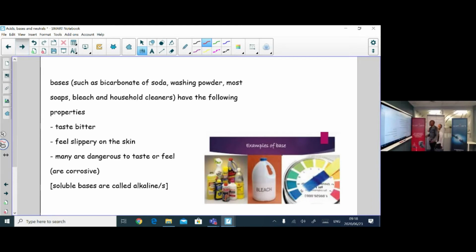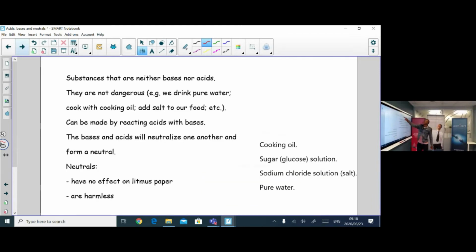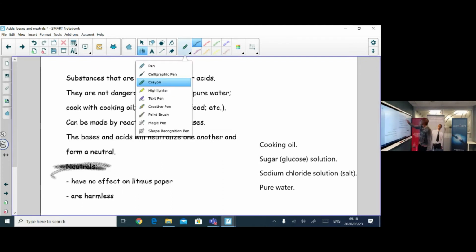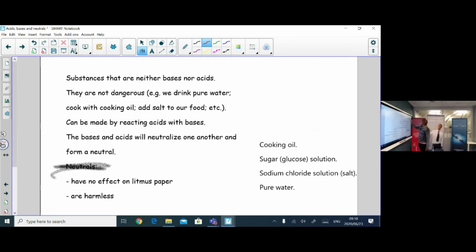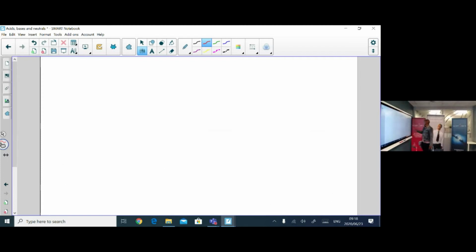And we said when substances are neither acidic nor basic, we call these neutral. Neutral substances include cooking oil, sugar, pure water, and many more, right?